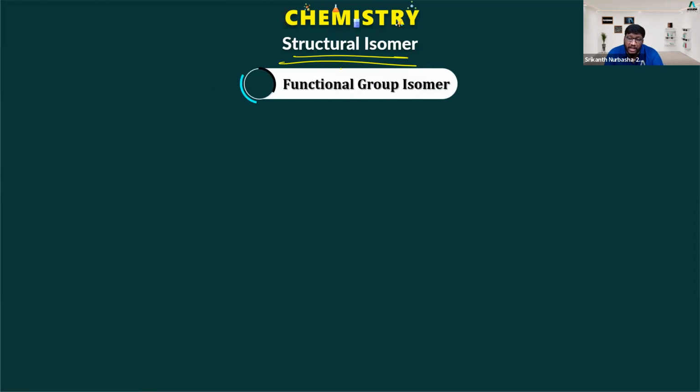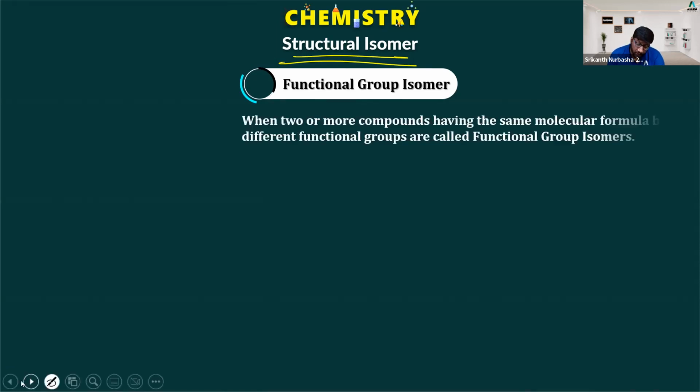Then comes the next type of isomerism, after your chain isomerism, position isomerism, and different cases of double bond equivalent or degree of unsaturation. You can go with the functional group isomers. So functional group isomers are those isomers where they have the same molecular formula, but the difference in the functional group will be present. When 2 or more compounds have the same molecular formula but different functional groups, they are said to be functional group isomers.